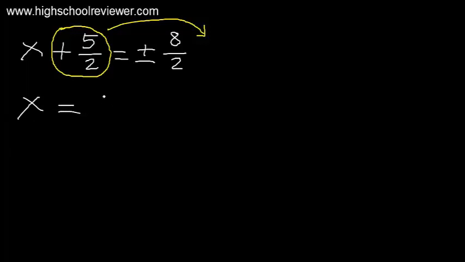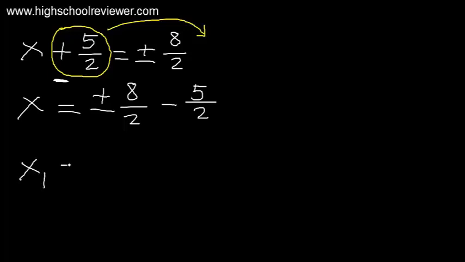To find x, we need to transpose positive 5 over 2 to the other side. So our x now will be x is equal to plus minus 8 over 2. If we transpose this, it will change sign. So from positive, this will become negative 5 over 2.